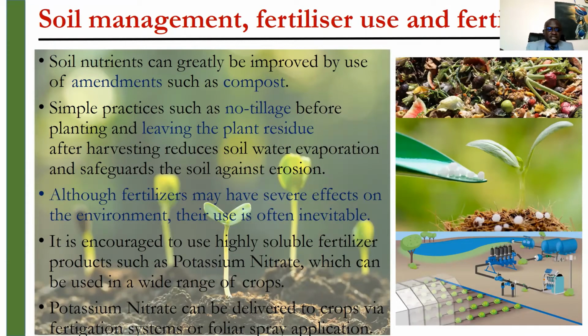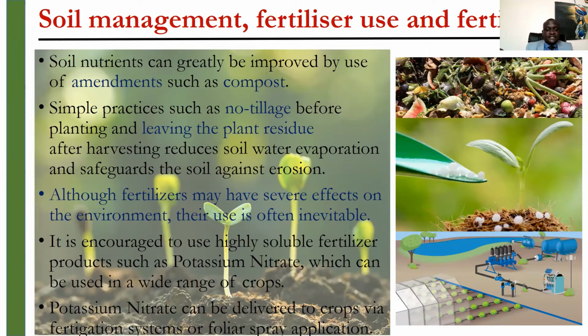So the other thing I'll look at now is soil management, fertilizer use, and fertigation. And here, soil nutrients can greatly be improved by the use of amendments such as compost, for example. And of course, simple practices such as no tillage before planting or leaving plant residue after harvesting reduces soil water evaporation and safeguards against soil erosion. So these are important steps, but are extremely simple to adopt and implement in the farm.